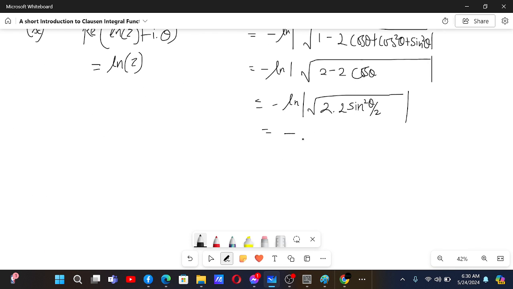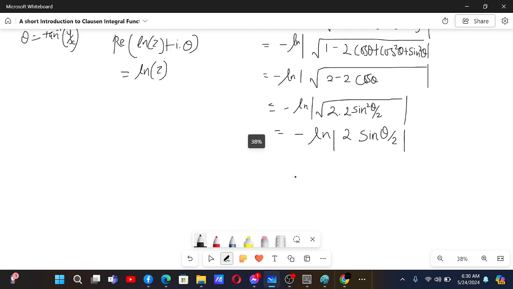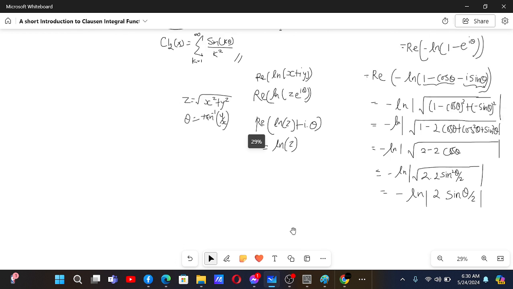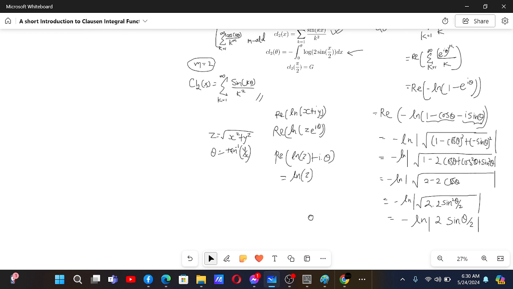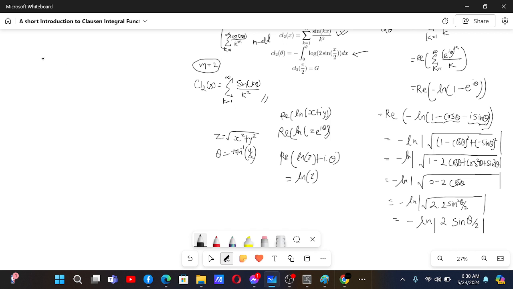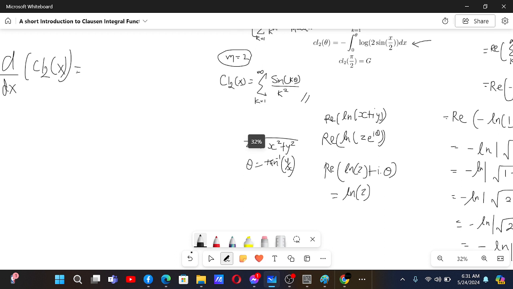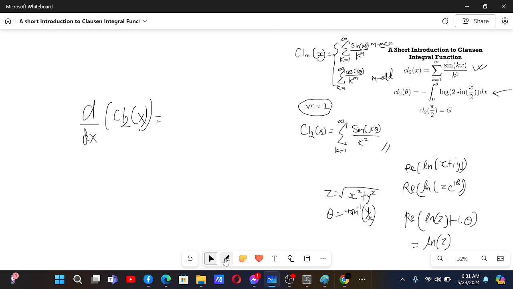And this is minus ln of, this is just 2 sine theta by 2. Okay, now we have finally found out that the derivative of the Cl2 function, the derivative of Cl2 of x, will be minus ln of 2 sine x by 2.